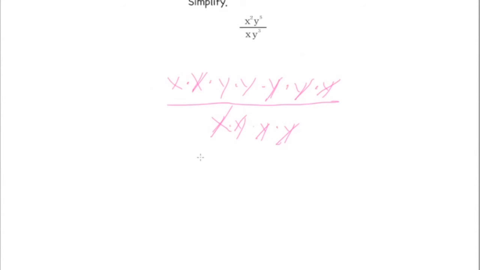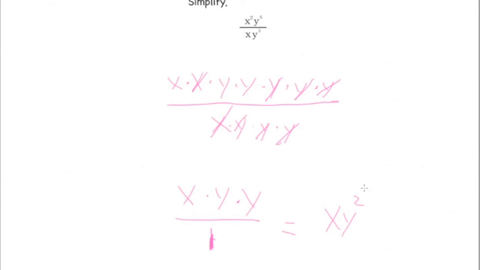What do we have left in the numerator? We have an x times a y times y, over, what do we have in the denominator? It looks like nothing. We crossed everything out. So what's left is actually a 1. And to simplify this, we have x times y squared.